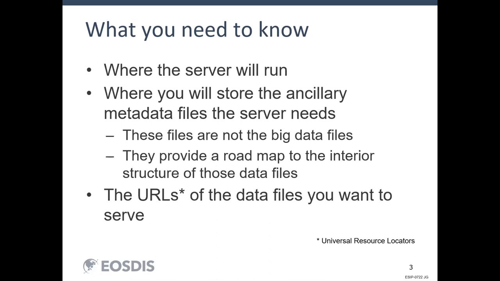Now, another thing you need to know about is that these HDF5 files often have 100, 200, 600, 1,000 variables. They have a lot of information in them when NASA produces them. So being able to go in there and get just a portion of them out is a potentially big savings. The metadata file that I'm talking about, the thing that holds the map that tells you where all the stuff is, they're not really that big. They're orders of magnitude smaller than the data file, many orders of magnitude in most cases. But they do provide this interior map. And so we also need to know, when we're setting all this stuff up, the URLs of the data files we want to serve.